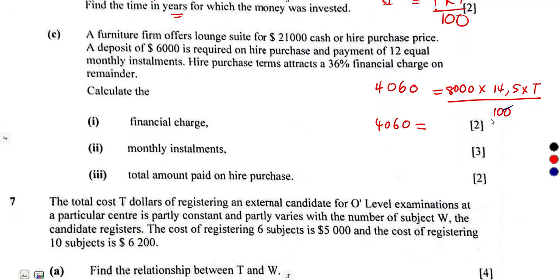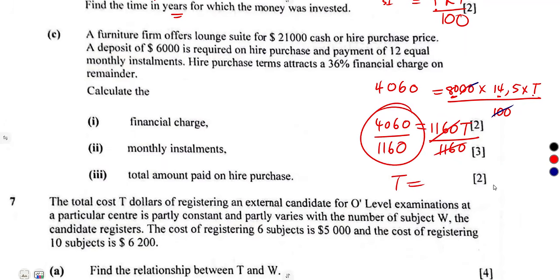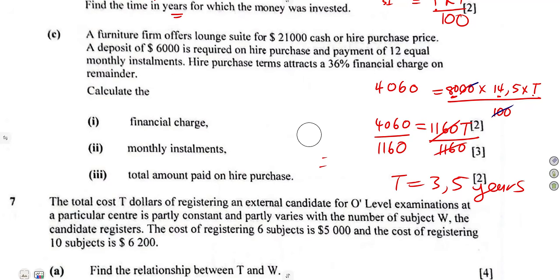4,060 is equal to what? This and this can cancel. The 2 zeros there can cancel, or just use a calculator, guys. 80 times 14.5 is 1,160. 1,160 times the value of t, the time in years. Divide by 1,160 here to obtain the value of t. So dividing these two, you obtain the value of t, which is our time in years: 3.5 years. All right, so that was it.